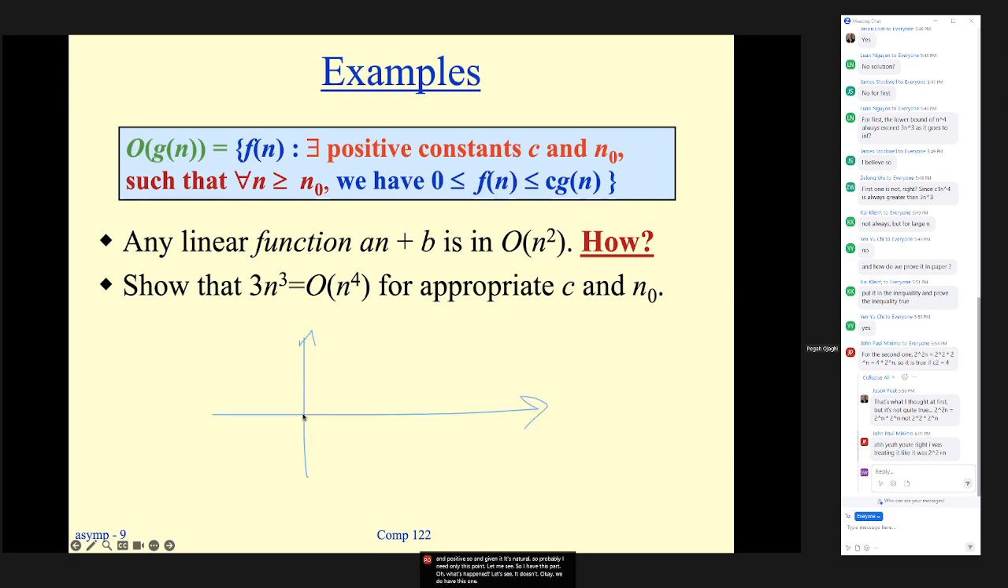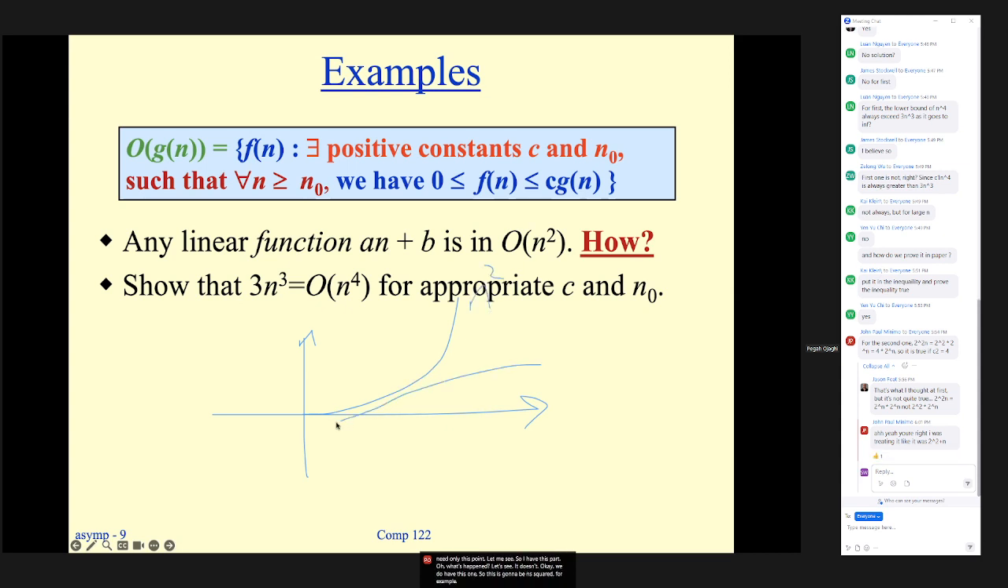So this is going to be n squared, for example. And a linear function, it doesn't matter what a and b are, is going to grow linearly. Every time it's going to be lower bounded, and this is going to be the upper bound for it. So as you can see, a n plus b is going to be big O of n squared. Does it make sense? Yeah, that makes sense. Okay.